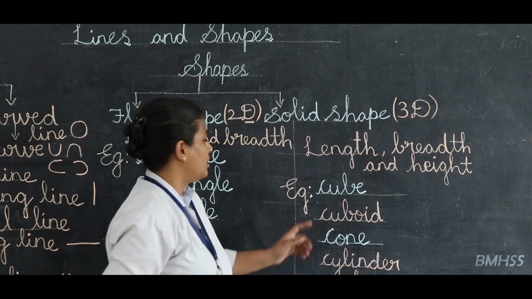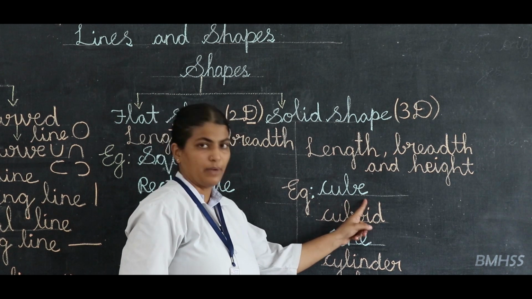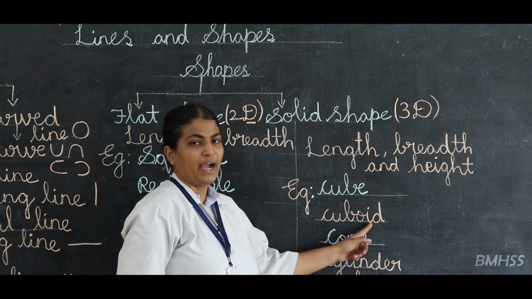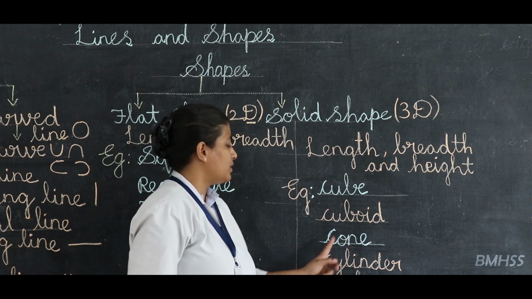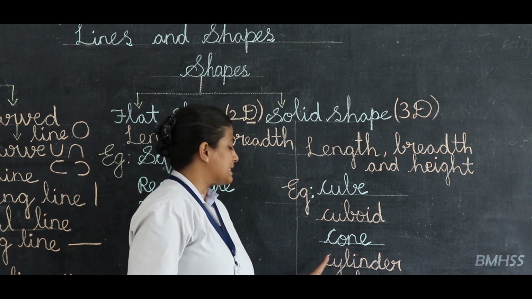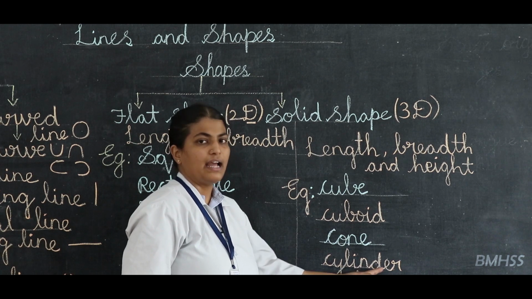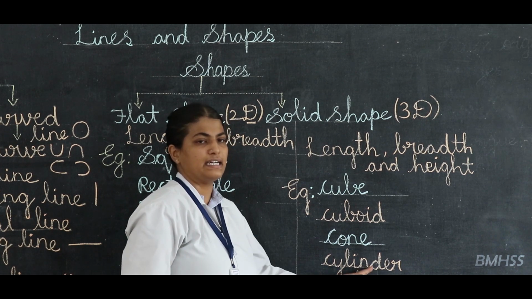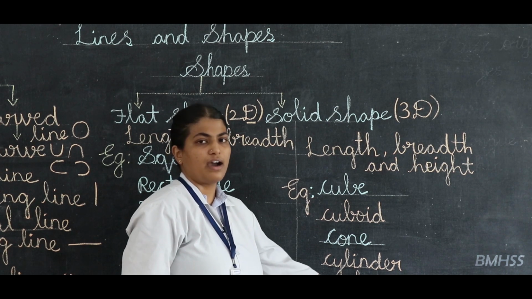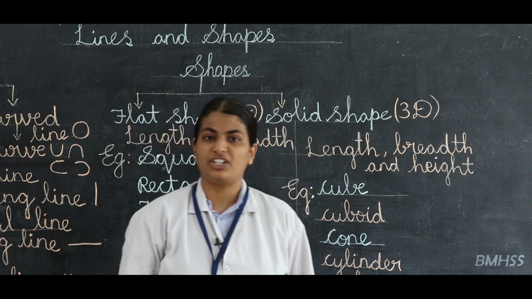Now see children, cube, C-U-B-E, cube, cuboid, C-U-B-O-I-D, cuboid, cone, C-O-N-E, cone, cylinder, C-Y-L-I-N-D-E-R, cylinder, sphere, S-P-H-E-R-E, sphere. So these are all the examples of solid shape.